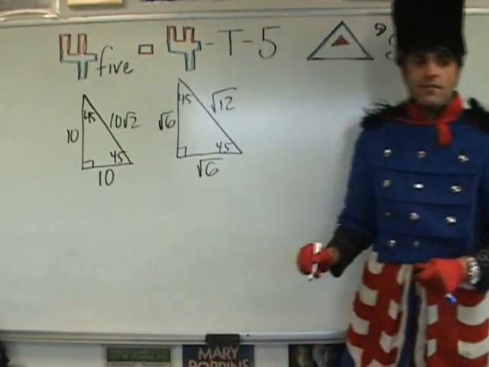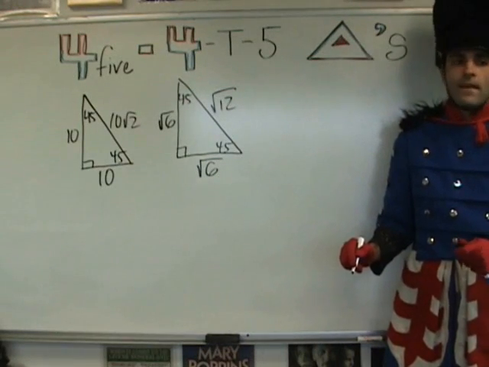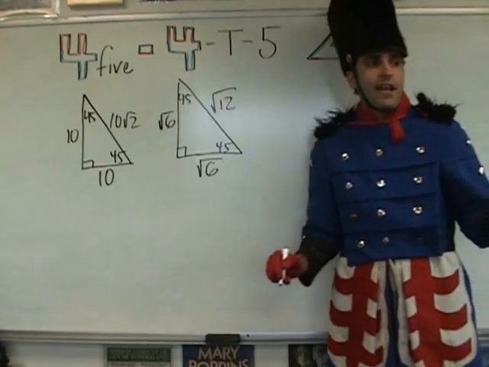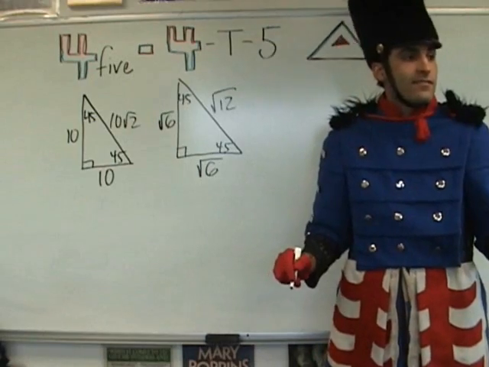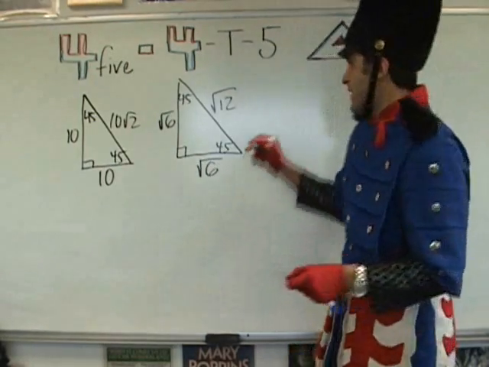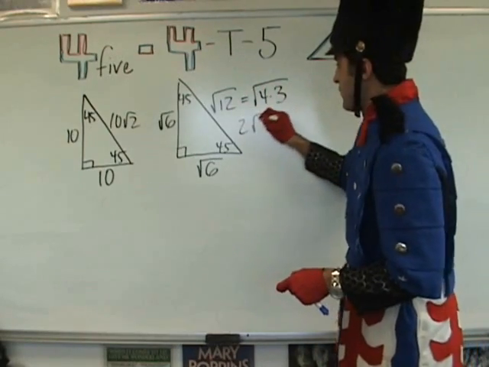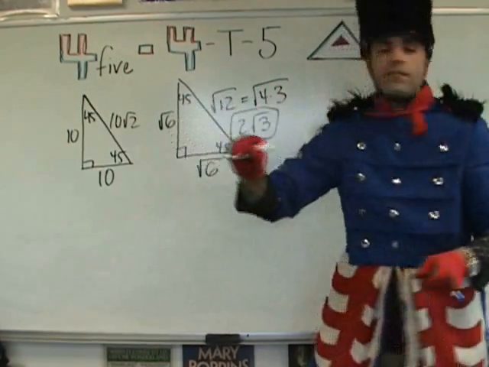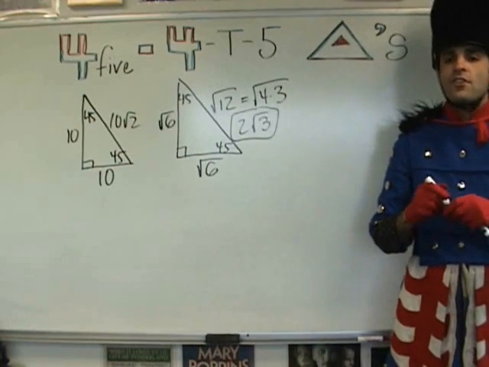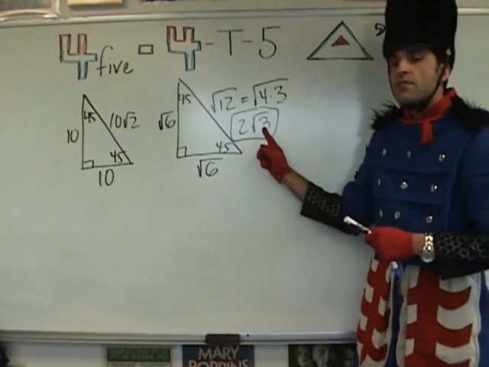Is that enough though? No. Can we simplify? Yes, 4 and then 3. Right, so you're splitting the 12 into 4 times 3, so this is 2 root 3. Very good.